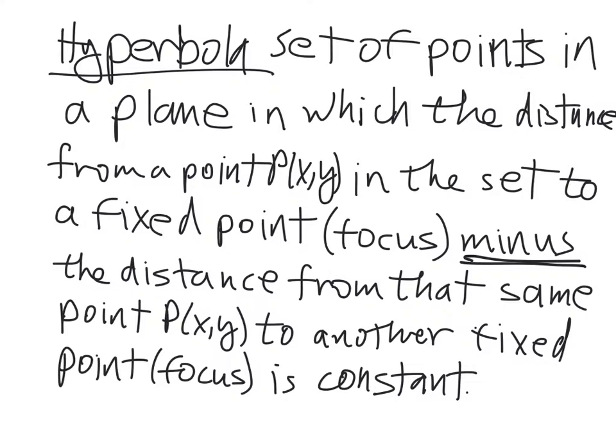So this time, d1 plus d2, not plus, minus, d1 minus d2 is some constant. And again, we'll define bits and pieces of this where that constant as well equals 2a. And so we've got a very, very similar setup to the ellipse.